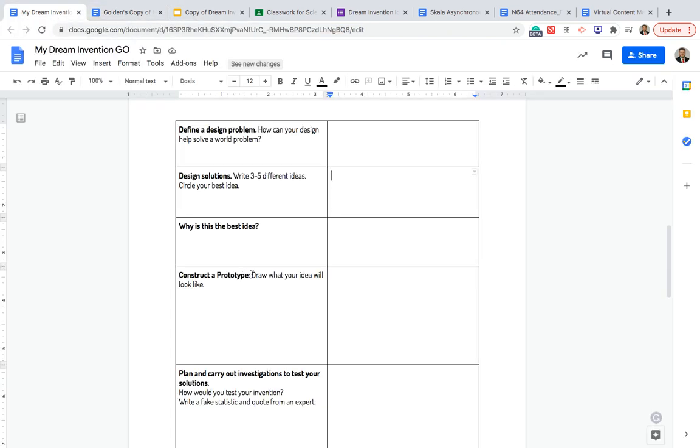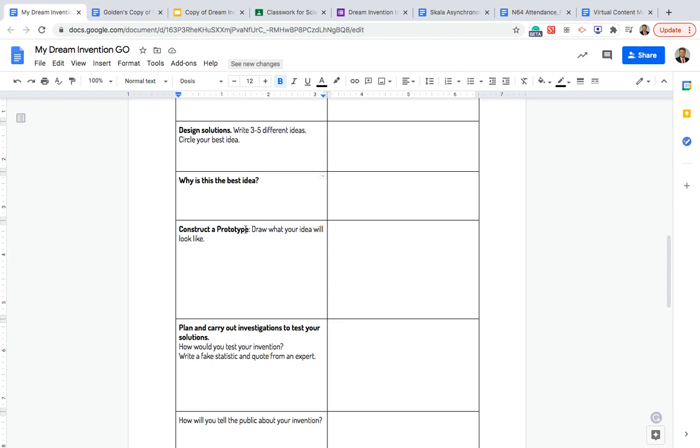So we're going to make sure we get that filled out. Why is this the best idea? So yours could be, this is the best idea because it is the cheapest, most affordable. This is the best idea because it does the task and it fixes the problem. This is the best idea because it's the only one that really makes sense and is actually marketable and creates something that's new or innovates on something that already exists.